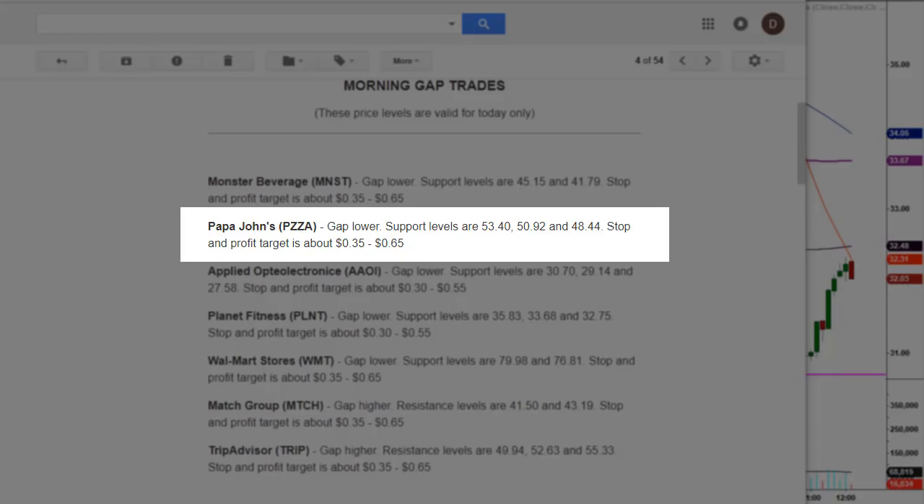Gap lower, support levels are $53.40, $50.92, and $48.44. Stop and profit target is about 35 to 65 cents. These are minimum profit targets. We'll talk about that more on the charts.